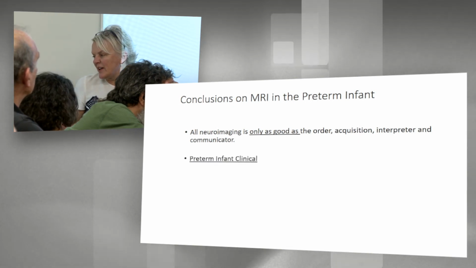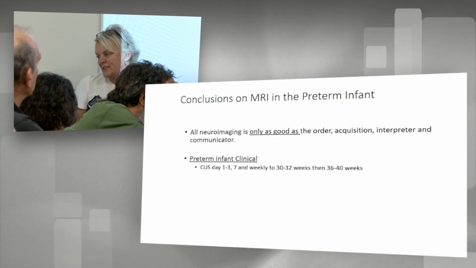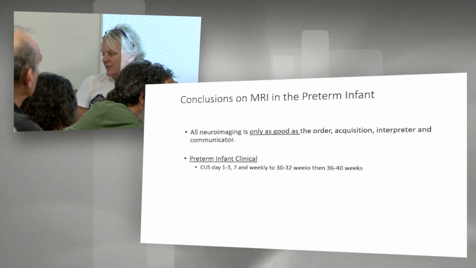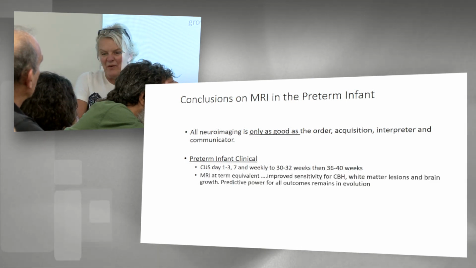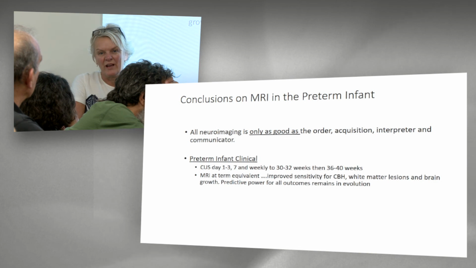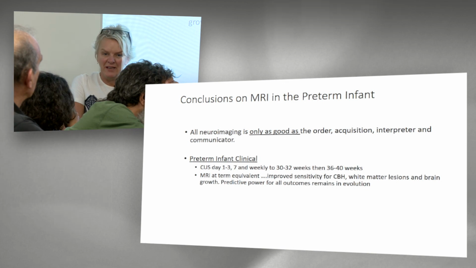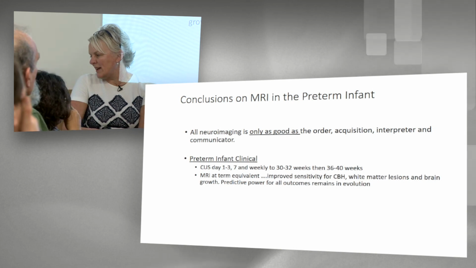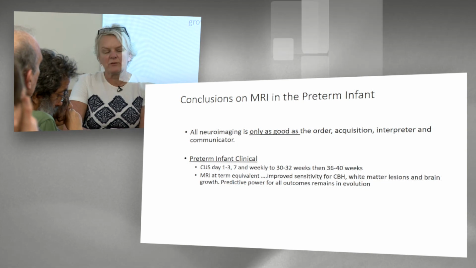In the clinical aspects for the preterm infant, what do we do at the moment? We do cranial ultrasounds pretty frequently now between day 1 to 3, day 7, and then weekly up to about 30 to 32 weeks, and then again at discharge. We do an MRI at term equivalent, and I'm happy to share our protocol. We have quite a range of reasons. Any abnormality on ultrasound at any time is one way you get weaned in. If you're under 28 weeks, you are universally in. And we have found improved sensitivity for cerebellar hemorrhage, white matter lesions, and for brain growth. And we think it has predictive power for all the outcomes that, of course, remain in evolution.